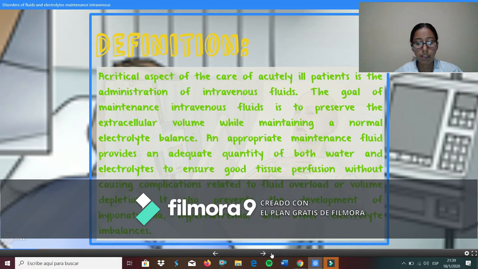The goal of maintenance intravenous fluids is to preserve the extracellular volume while maintaining a normal electrolyte balance. Maintenance fluid provides an adequate quantity of both water and electrolytes to ensure good tissue perfusion without causing complications related to fluid overload or volume depletion. It also prevents the development of hyponatremia, hypernatremia, and other electrolyte imbalances.